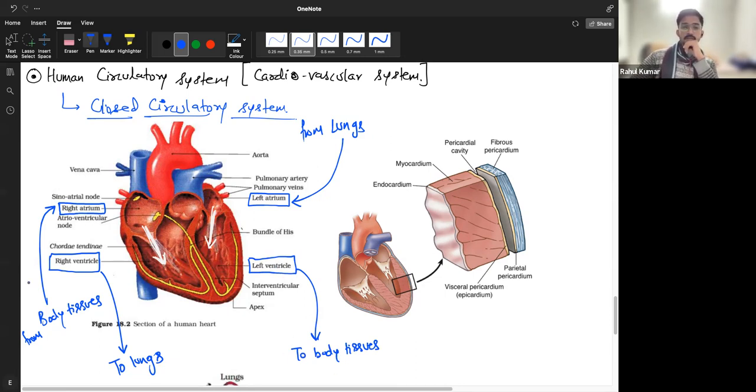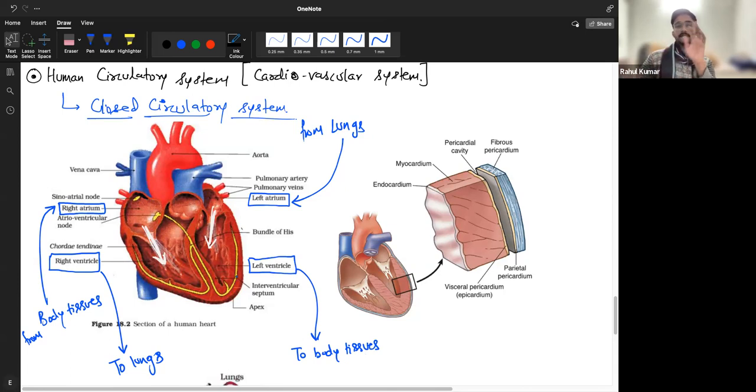Then from body tissues again it comes back into the right atrium. From right atrium it goes down into the right ventricle. From right ventricle it goes to the lungs. From lungs it comes into the left atrium. From left atrium it comes down to the left ventricle. From left ventricle it goes into the body, and the cycle continues. Now why it is going to the body and why it is going to the lungs, that we will talk about later. But is this part clear, everyone?